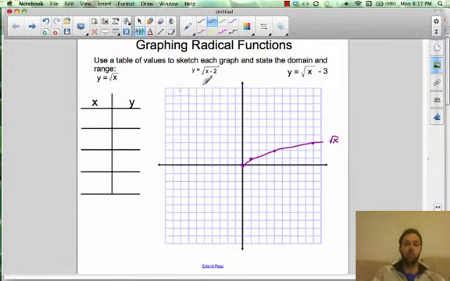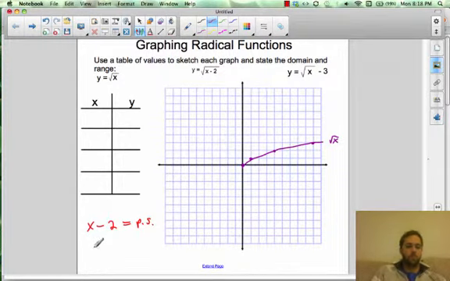Now, again, we want to intelligently choose x values that will give us perfect squares, so when we take the square root, we end up with an integer value of y. It makes it much easier to plot on our graph. So basically, whatever's under the radical sign, we want to end up as a perfect square. Okay, so x minus 2 is a perfect square.